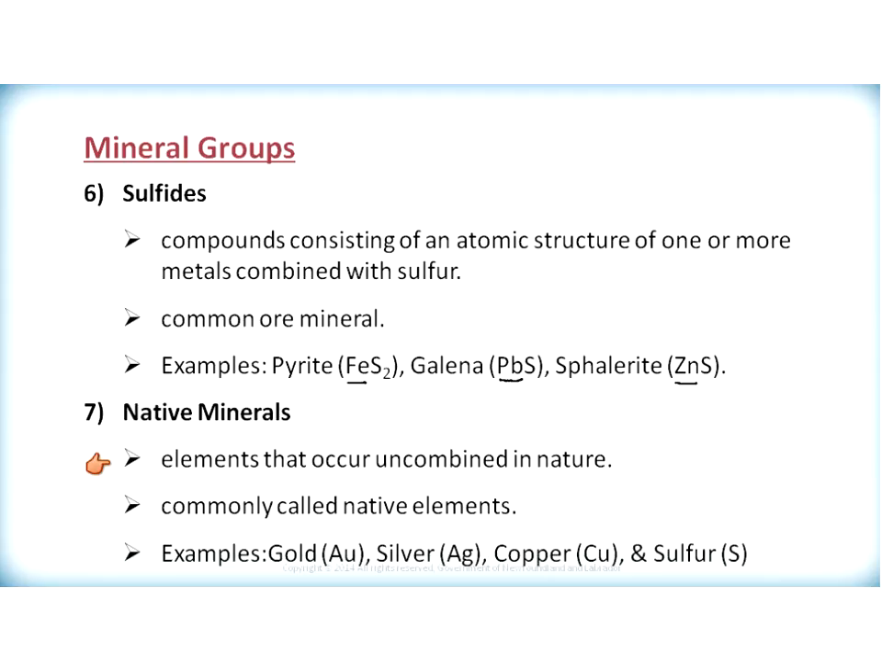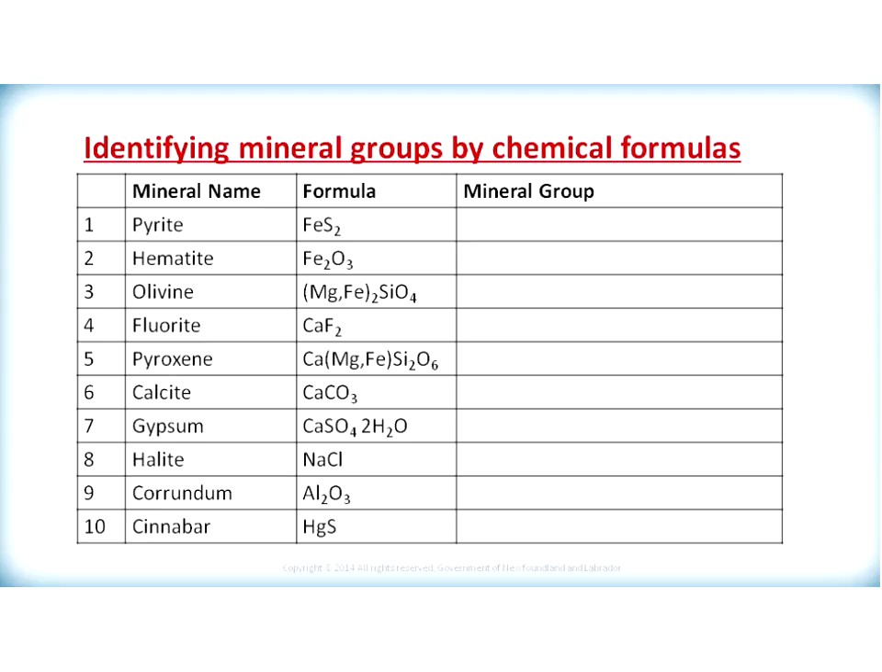And the 7th mineral group that's found in the Earth's crust are your native elements. These are classified as native minerals. Native minerals exist as elements that occur uncombined in nature. They are in pure elemental form, and they commonly are called native elements. Some examples of native minerals, which exist as native elements, would be gold, silver, copper, and sulfur.